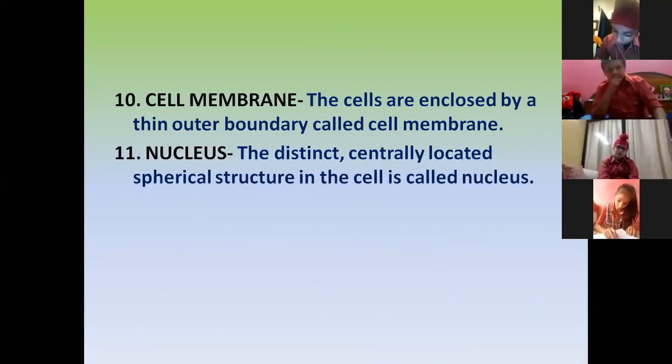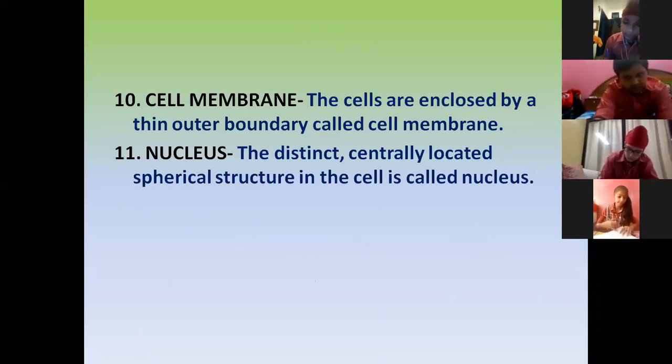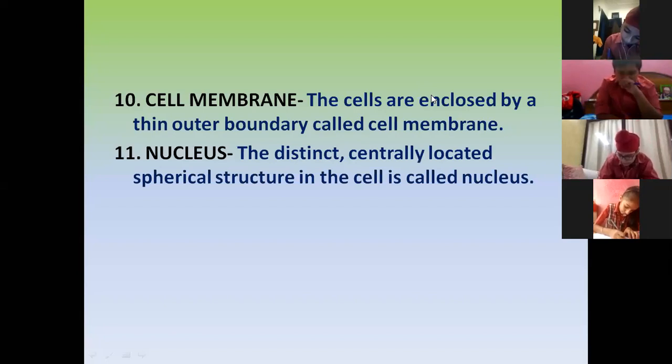Next is nucleus. What is a nucleus? A spherical, meaning round, ball-like element in the cell, located at its center. So the distinct centrally located spherical structure in the cell is called nucleus. Write it down.